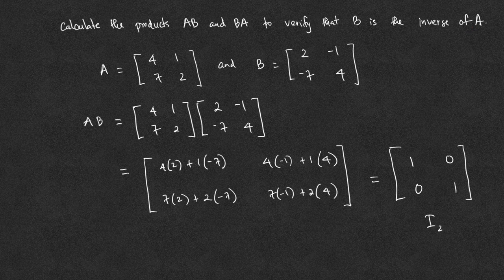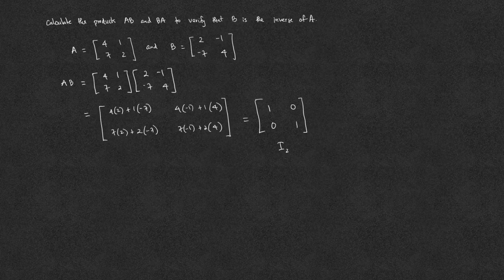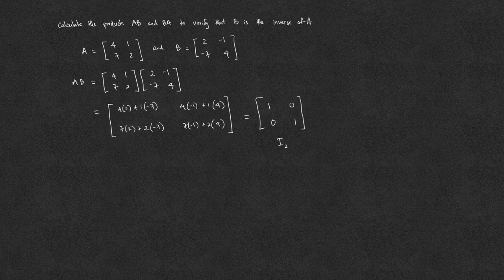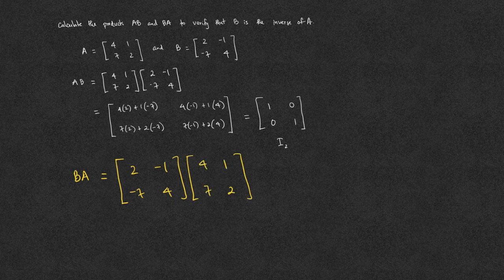Usually we only need to check one direction, AB, but just to be safe, let's compute BA as well. B times A, and again, matrix multiplication is not commutative, so we need to write the matrices in this order. The matrix B is first row 2, negative 1, second row, negative 7, 4, and the matrix A is 4, 1, 7, 2. This time, we will speed things up.